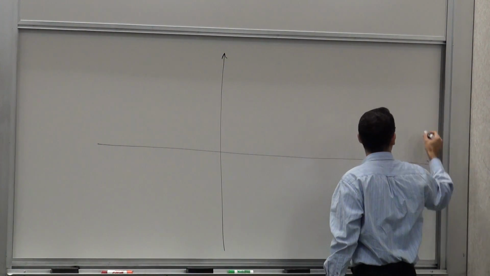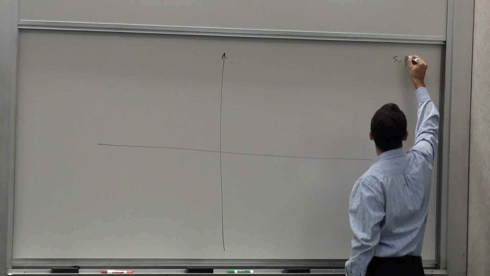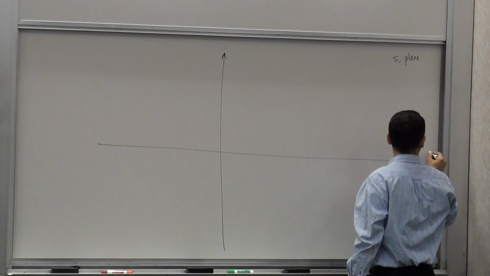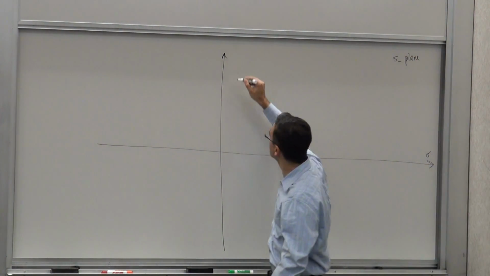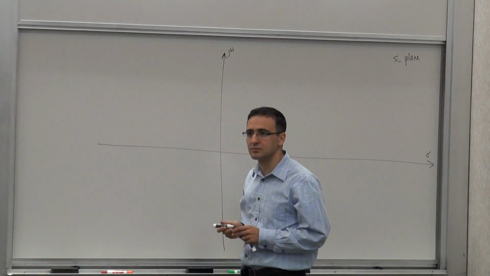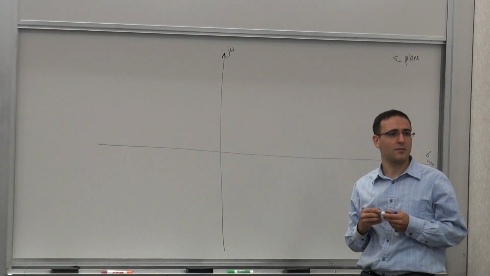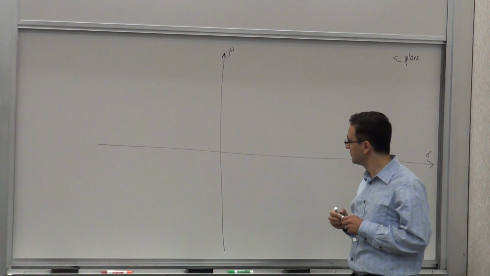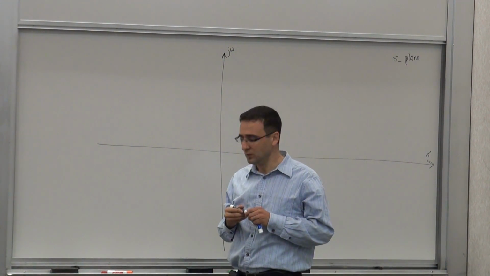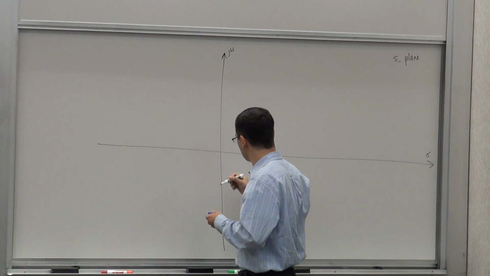So this is the S plane. This is sigma, the real part, and this is j omega, the imaginary part. So let's start with a system that has a single pole at 0.